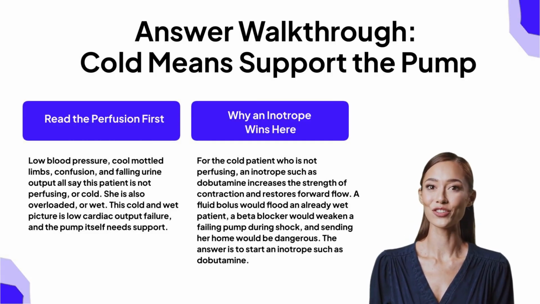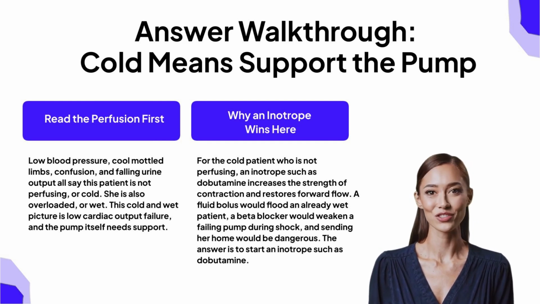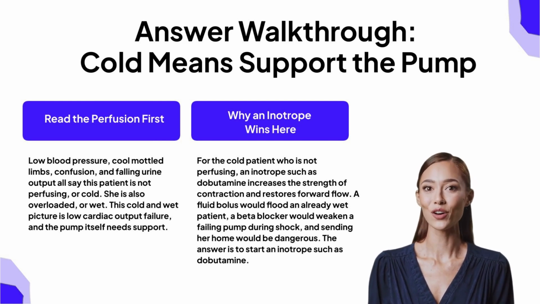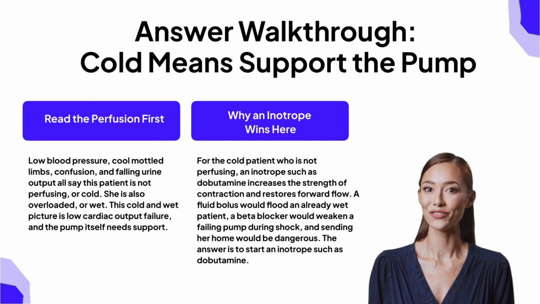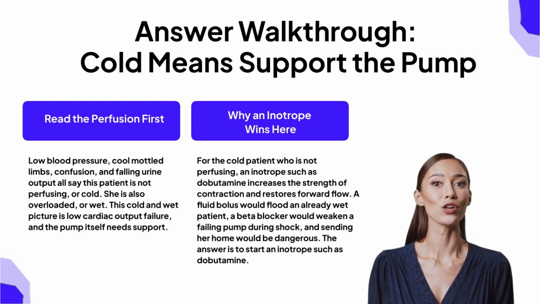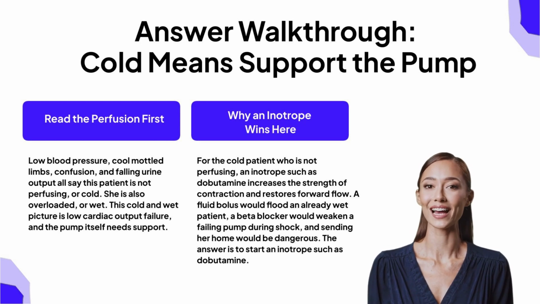First, read the perfusion. A low blood pressure, cool and mottled limbs, confusion, and falling urine output all say this patient is not perfusing or cold. She is also overloaded or wet. This cold and wet picture is low cardiac output failure, and the pump itself needs support, not just more diuresis.